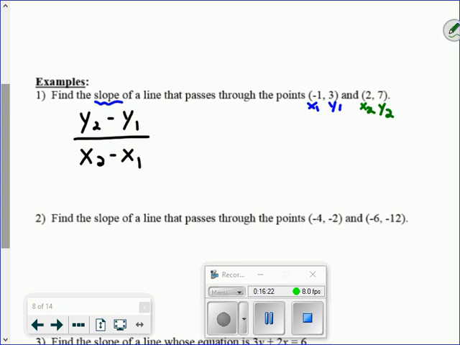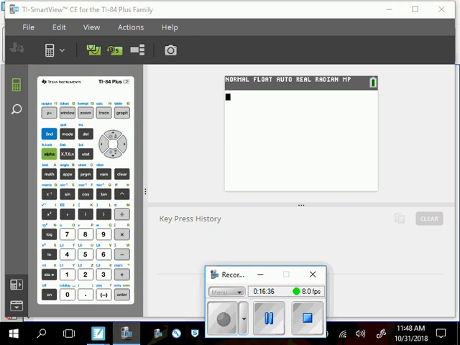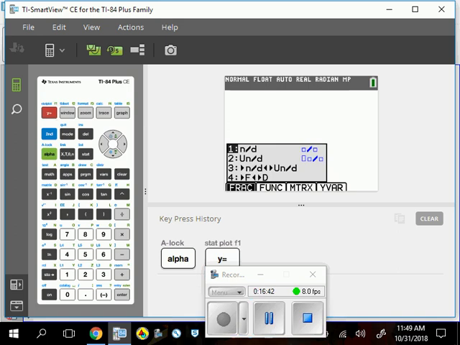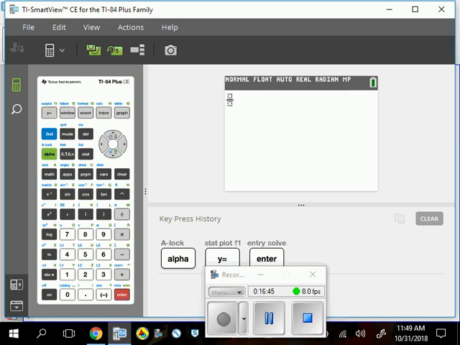So if I start with my y1 and my y2, and I'm subtracting from that y1 and x1. All right, so if I'm using my calculator, I would hit alpha y equals and then enter. And then I can type in all at once. It'll simplify the fraction for me.